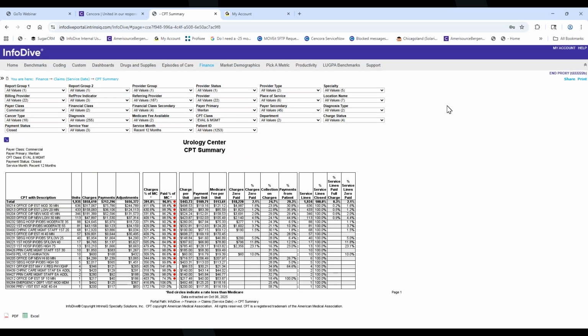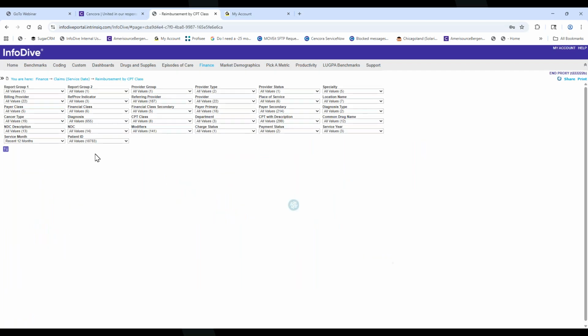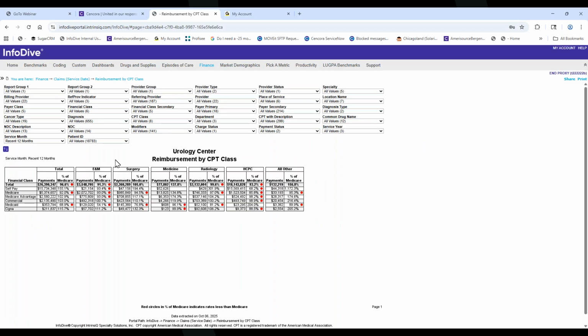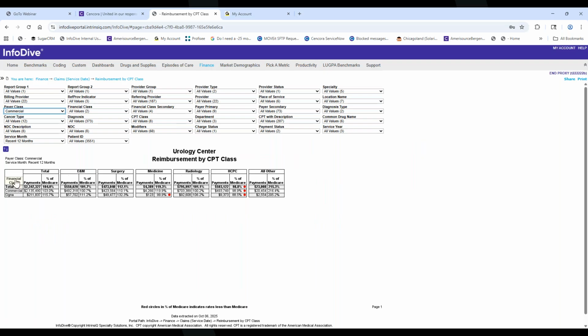The next place I would want to go take a look, now that I know that, is the reimbursement by CPT class, because it makes me wonder, am I just getting reimbursed poorly on my E&M categories, or am I getting reimbursed poorly on all my CPT classes? Now this report is going to default to financial classes, and I'm going to go ahead and filter on commercial, because this is a good place to start and compare all your different plans before we dive in deep. And I'm going to just flip this to payer primary.